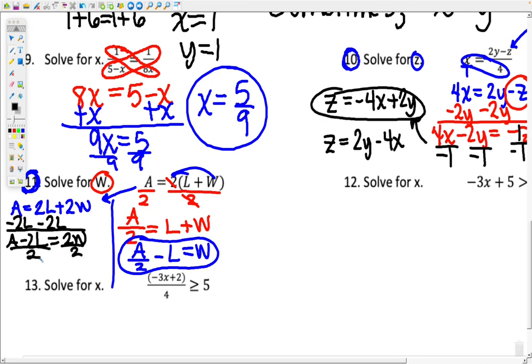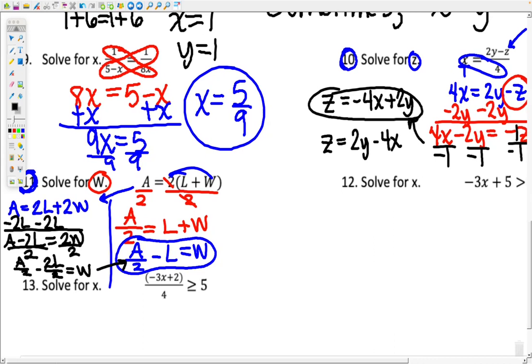You end up getting the exact same thing, because if you get A over 2 minus 2L over 2, that's the same thing as this answer right here, because that answer is simplified. I actually like the first method better because it's faster in my opinion.